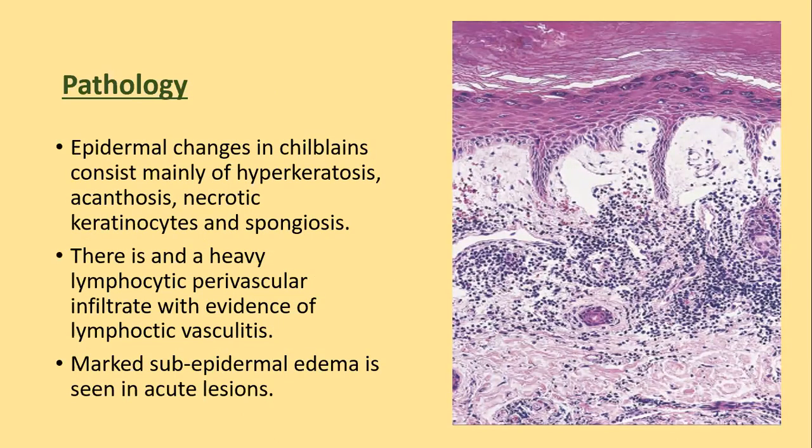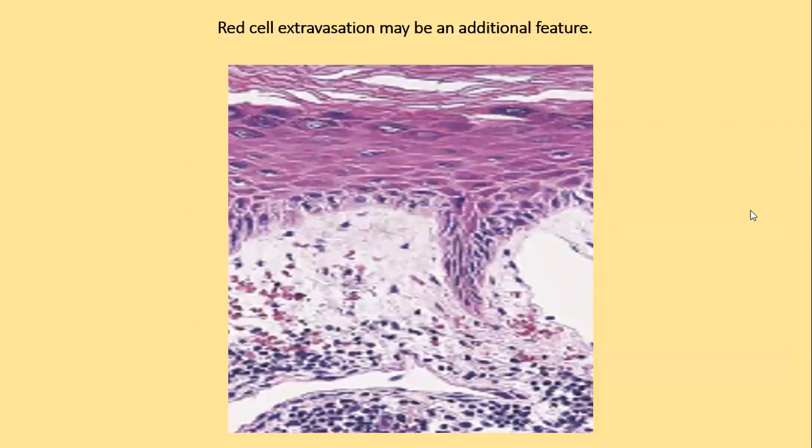In pathology, the epidermis shows hyperkeratosis, acanthosis, thickening of the epidermis, and necrotic keratinocytes with spongiosis. There is edema in the papillary dermis and a heavy perivascular lymphohistiocytic infiltrate superficially. There is sometimes evidence of lymphocytic vasculitis. Red cell extravasation may be an additional feature.